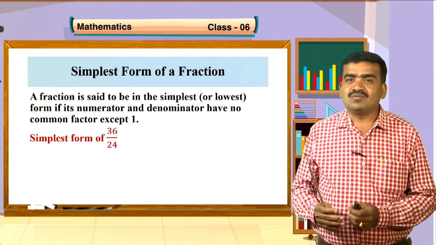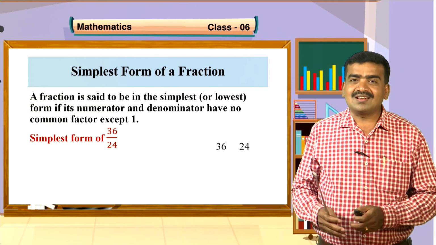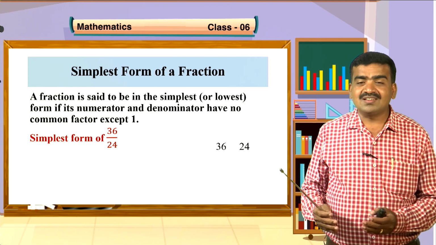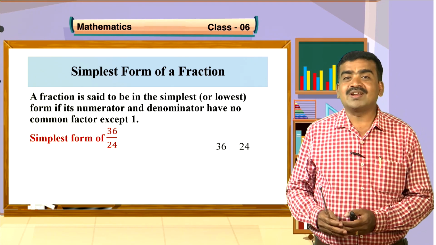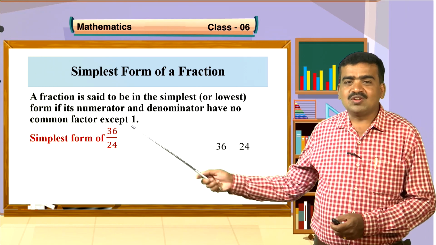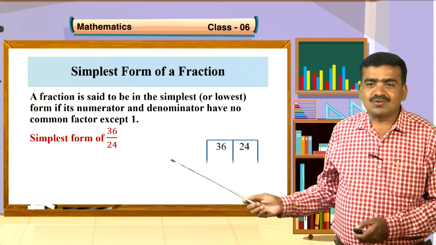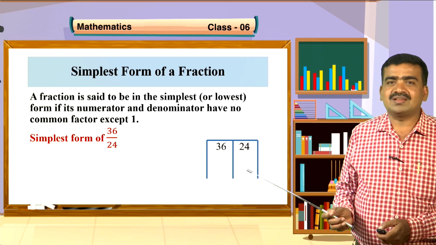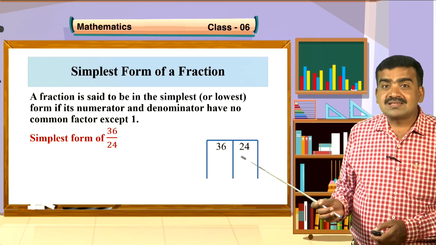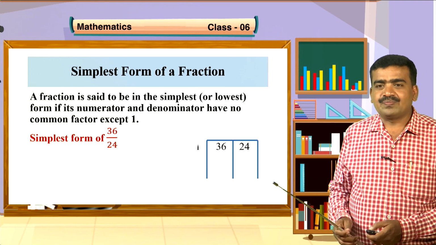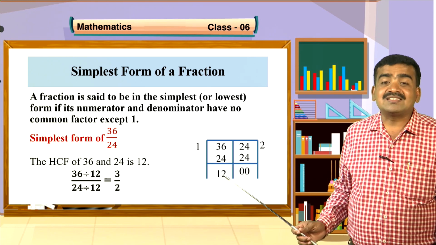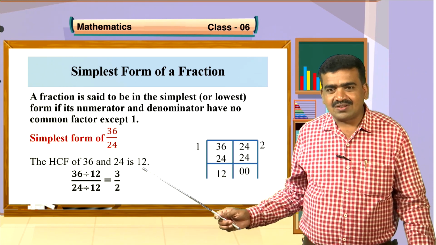For that, what do we have to do? You are telling correct, my dear student. We have to find the HCF of the numerator and denominator. Here the numerator is 36 and the denominator is 24. So I am taking the division method to find the HCF of 36 and 24. 12 is the HCF of 36 and 24.